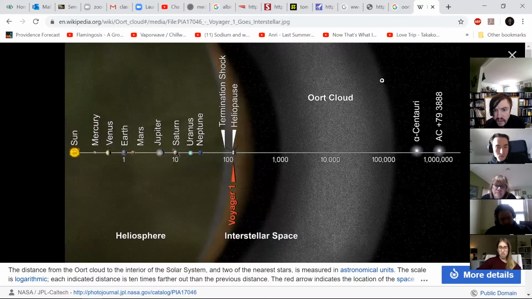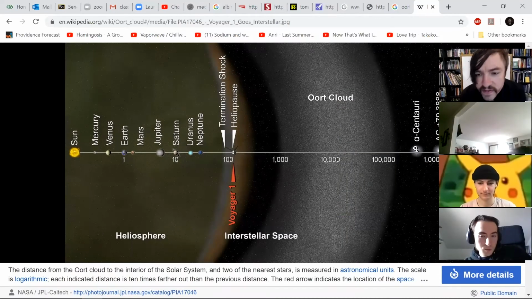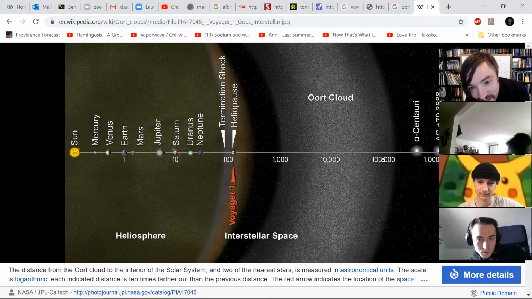And let me just go into this mode here. Over here, you can see the star Alpha Centauri, 4 light years away. By some estimates, the reservoir of long period comets is a spherical distribution of cometary objects that can extend from 1,000 astronomical units, according to this, almost all the way to Alpha Centauri, almost up to 100,000 astronomical units.